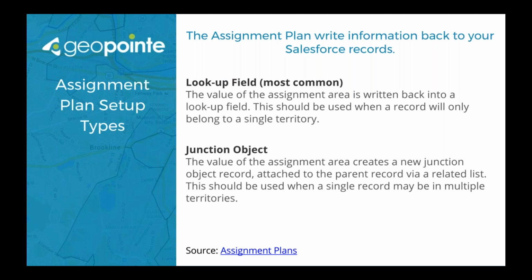Our other option is a junction object. So if you need to assign a record to multiple territories, perhaps you've got your smaller localized territories, but you've got larger regional territories, and you want the record to show up in both. That's when you would use the junction object. Other reasons to use it would be you have a sales territory and a service territory, and they're different. There's lots of different reasons why you would want to use the junction object, and it just gives you the ability to do multiple assignments without having to create a whole bunch of lookup fields.